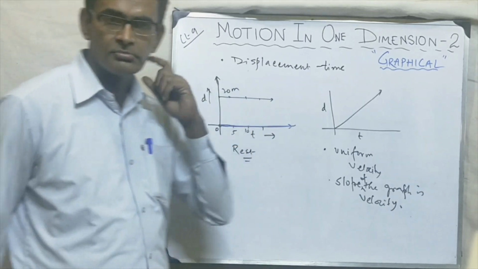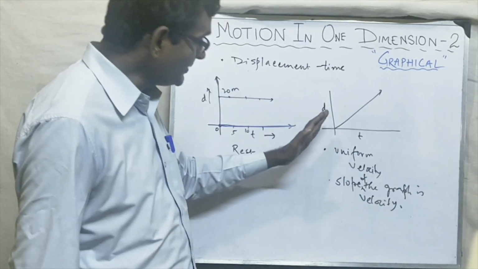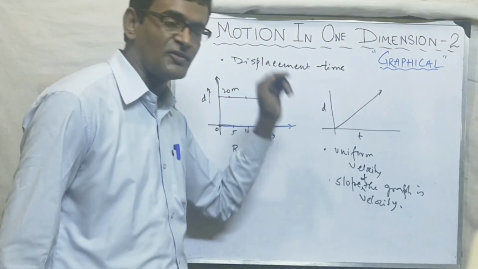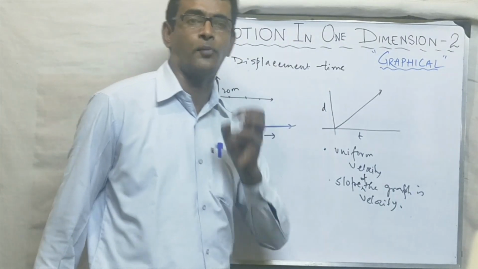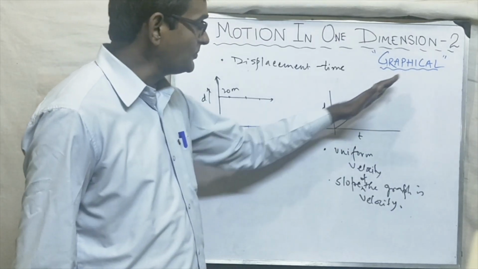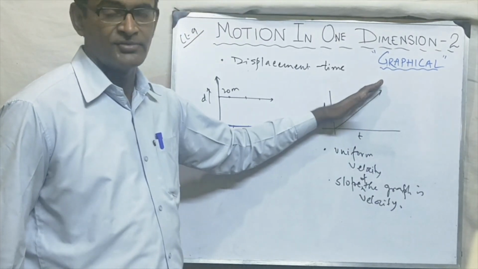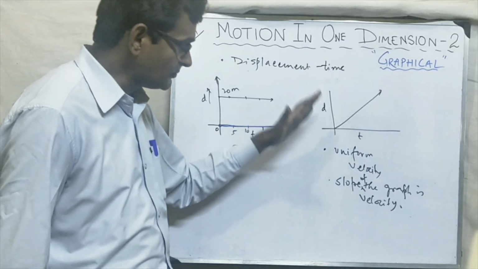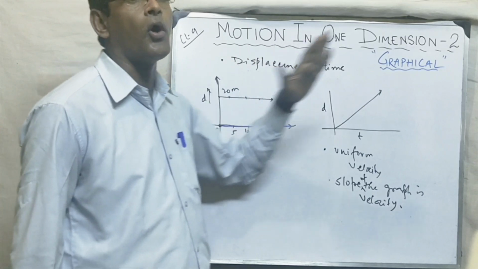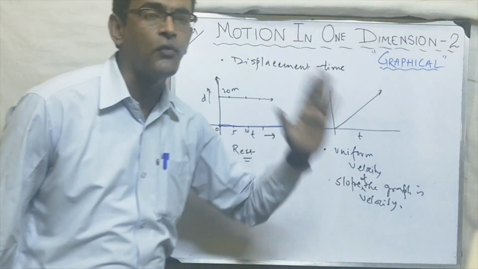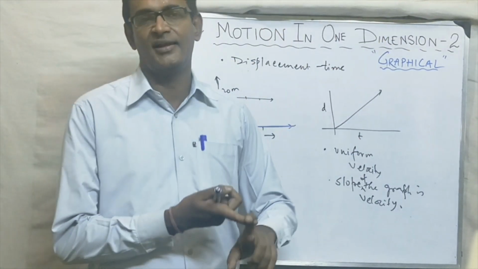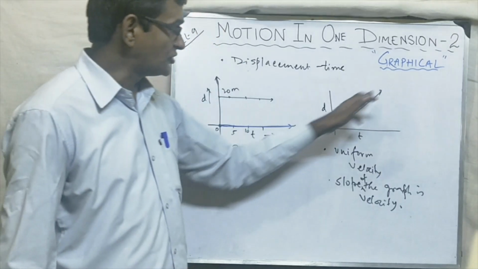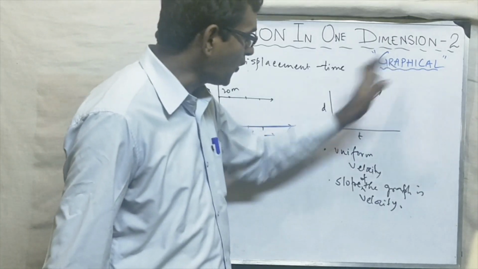Okay, so let's start. If this is a straight line, mind it, please note it down. If there is any problem, please pause the video and write the important points. If this graph is a straight line, then what does it convey? It conveys that the body is moving in uniform motion. Uniform motion means there is no acceleration, unaccelerated motion.